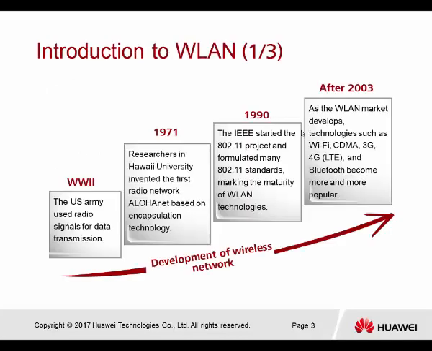So the WLAN actually started at World War II, when the US Army used the radio signal for data transmission. In the year 1971, researchers at Hawaii University invented the first radio network, and they called this the Aloha Net. Okay, this is based on the encapsulation technology. When the years come to 1990, the IEEE started the 802.11 project, and they formulated many standards for the WLAN. So they're using different standards to control different modulation. This is the way they actually speed up the wireless speed. So after 2003, as the WLAN market developed, technologies such as Wi-Fi, CDMA, 3G, LTE, Bluetooth, and many others became more and more popular.